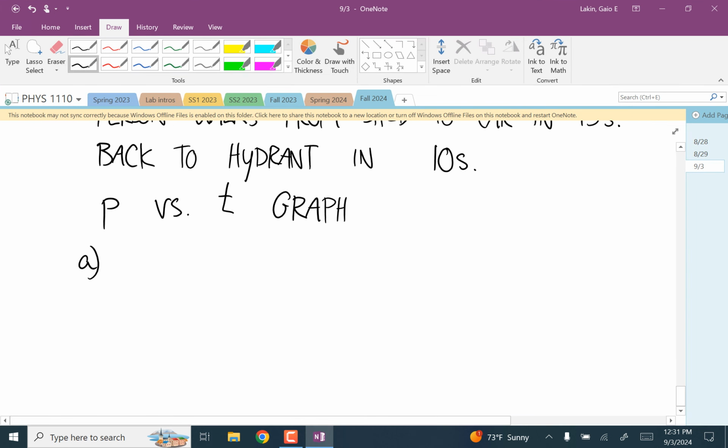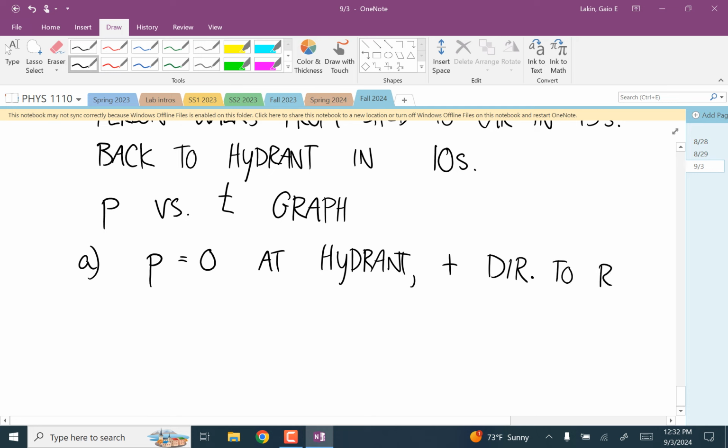First, we're going to assume that we put down our position equals 0 sticker at the hydrant. And the positive direction is to the right. And we're going to turn on the stopwatch, so our time equals 0 is going to be at the start of the motion.